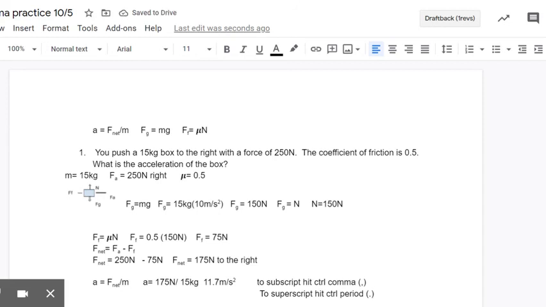I hope this helps out. These are the steps that you need to follow to solve a Newton's second law problem. If I give you 3 equations, use all 3 equations.